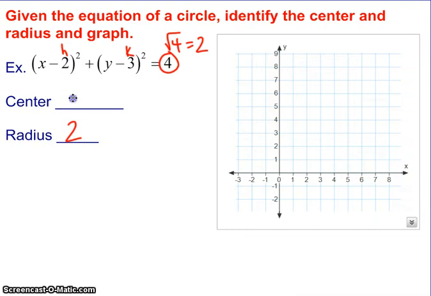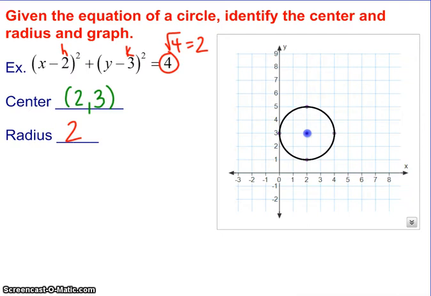Okay? Now h is going to be 2 and k is 3. Be careful because remember it's x minus h. The minus is a part of the formula, so the sign is different than what it appears. So let's put the point at (2, 3) for our center, and we go right 2 units, up 2 units, left 2 units, and down 2 units to draw a circle.